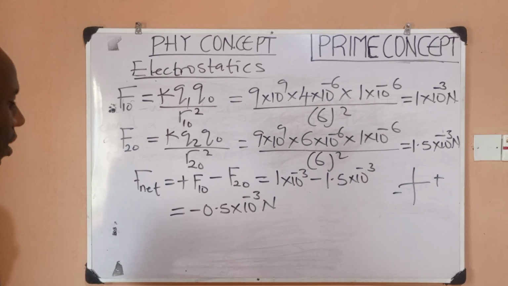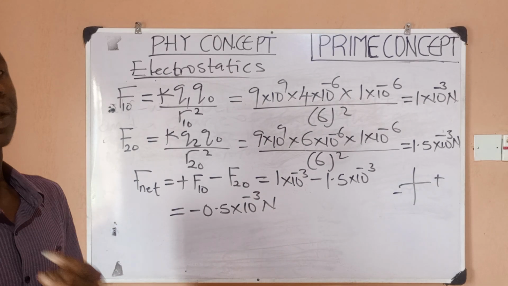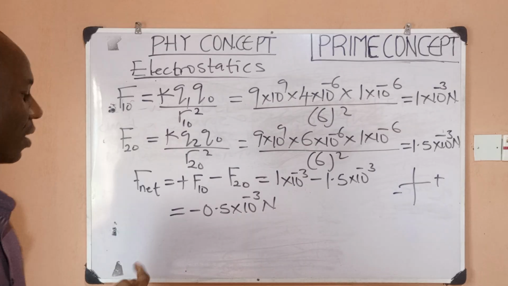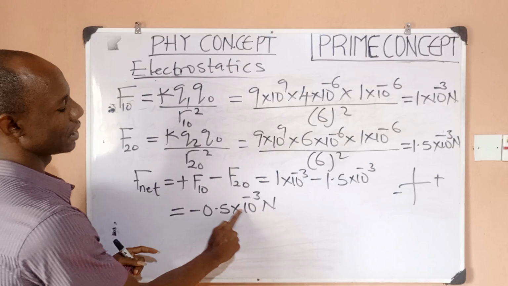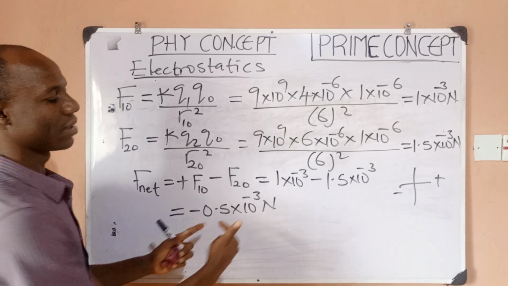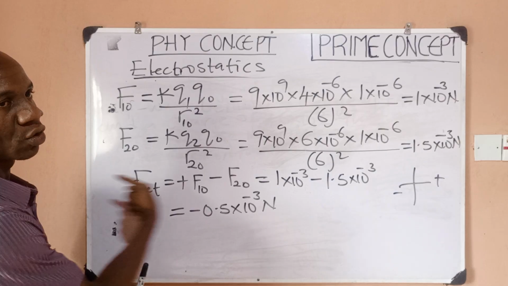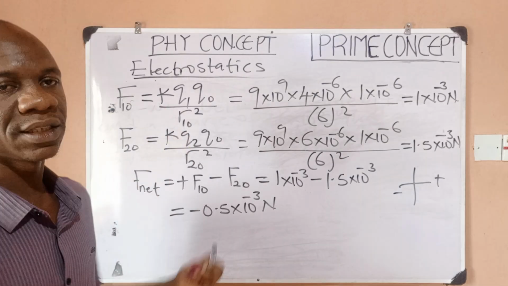So we are done. But if you look at this, we have a negative sign. Negative tells us the direction our force is pointing. So the magnitude of our force is just 0.5 times 10 to the power minus 3 Newton, while the negative sign tells us that the force is pointing backwards towards Q1. So that is the answer, right? I believe that this concept is clear.